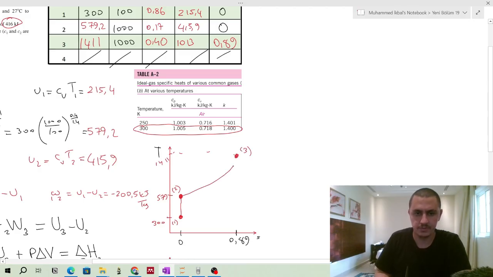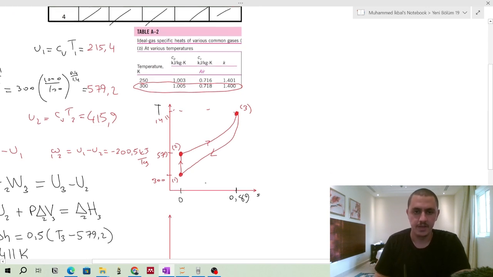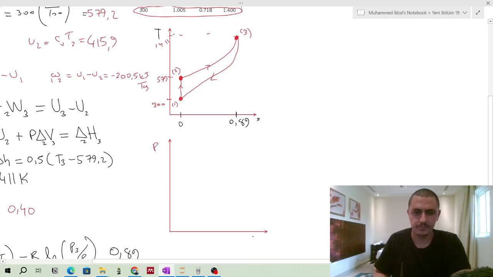So it's going to be like this. Then you are coming back to point 1. So the process cycle is just only 3 points. It's like this. And what about the PV diagram?